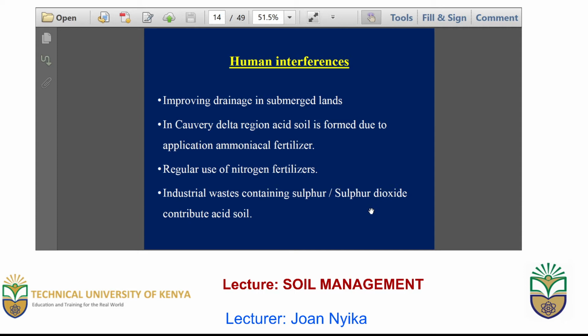What I'm trying to say is that we must also be careful of the human activities we engage in to improve our soils. We have to do them at a considerable rate, not too much, not too little, so that we can make our soils not acidic.